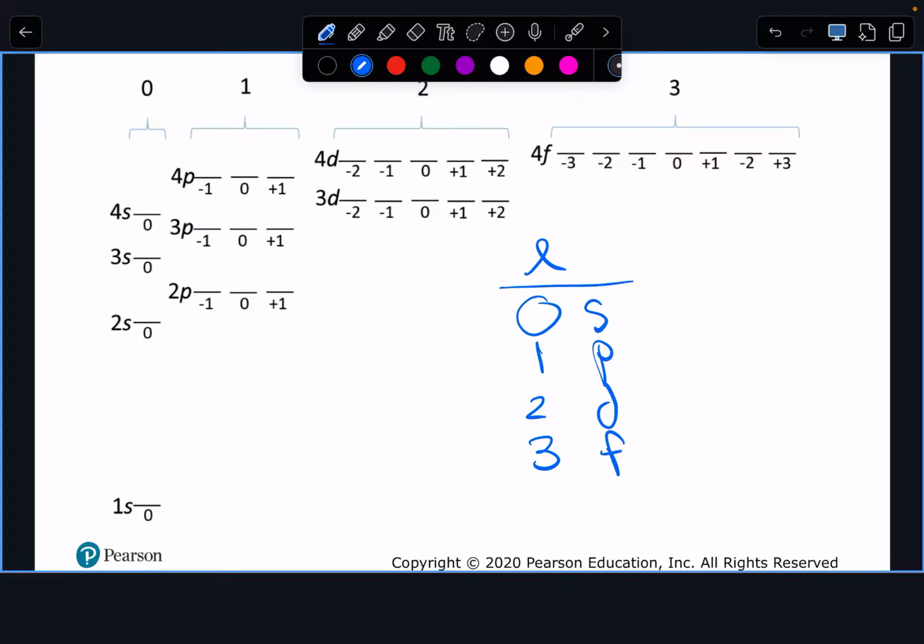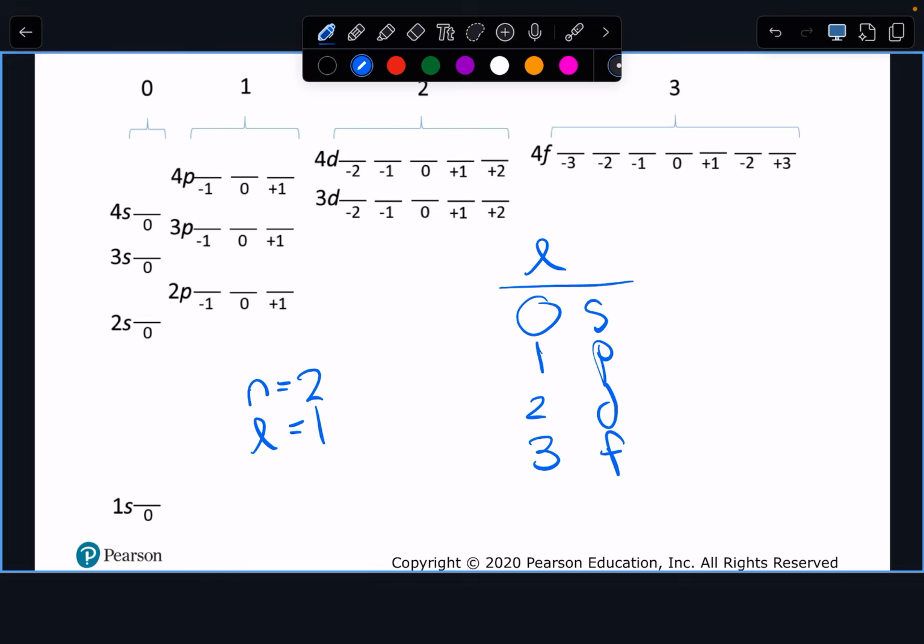So if I'm talking about the 2p subshell, I don't have to just say 2p. I can say n equals 2, L equals 1. Okay? So this orbital diagram is nice because it reminds you of that. All of the s's, they're trying to give you the L value up here.